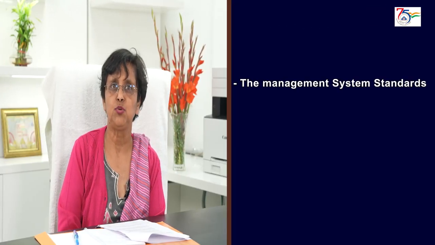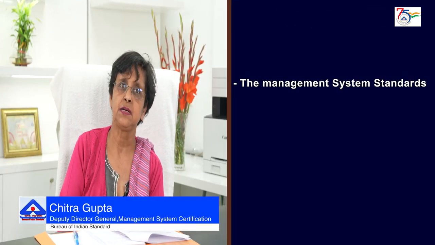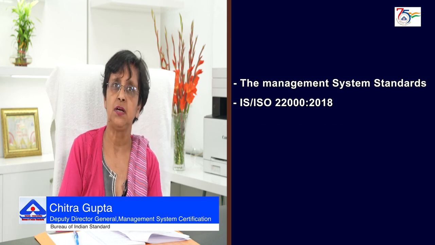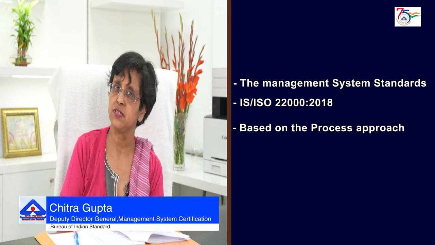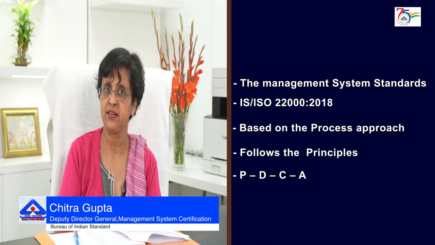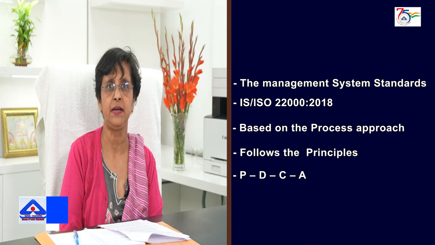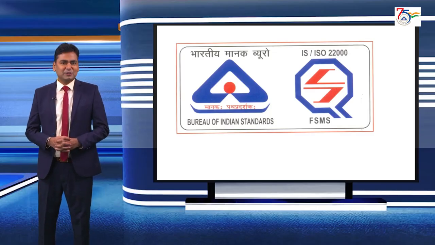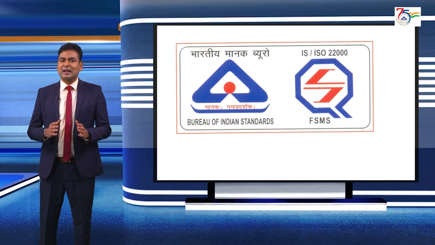As is the case with most of the management system standards, ISO 22000-2018 is also based on the process approach and follows the principles of plan, do, check and act. In short, we call it PDCA cycle and risk-based thinking. Let us now go through the requirements of the standard to understand how these principles are to be implemented.